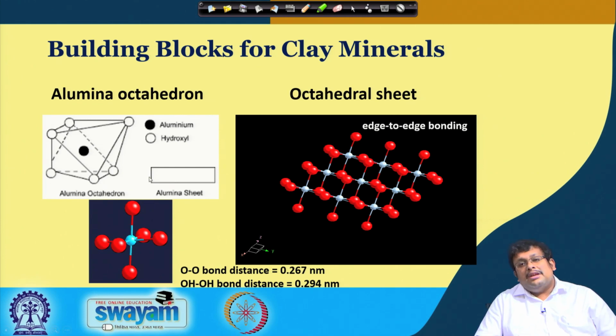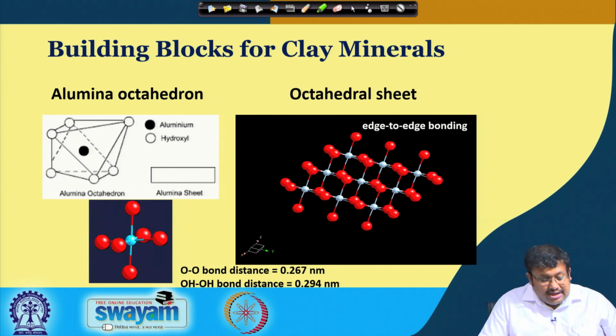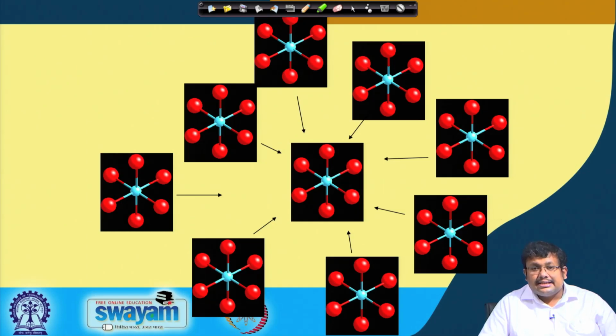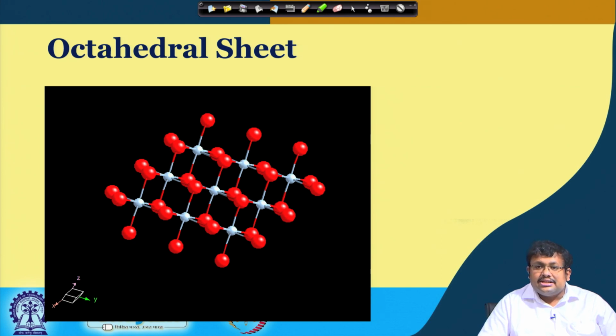Similarly, in the case of aluminum octahedra, you know that an aluminum octahedron is basically composed of aluminum at the center surrounded by 6 hydroxyl anions forming an octahedral shape. So, when these octahedra share their edges, they form the octahedral sheet. This is a single aluminum or magnesium octahedron, and when they share their edges, they form this structure called the octahedral sheet.